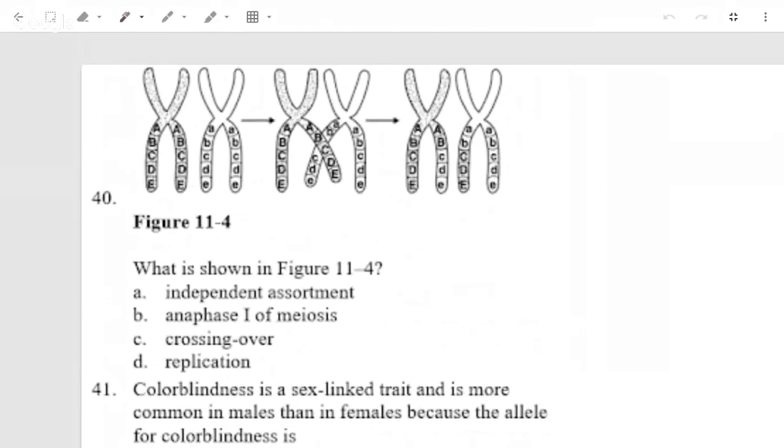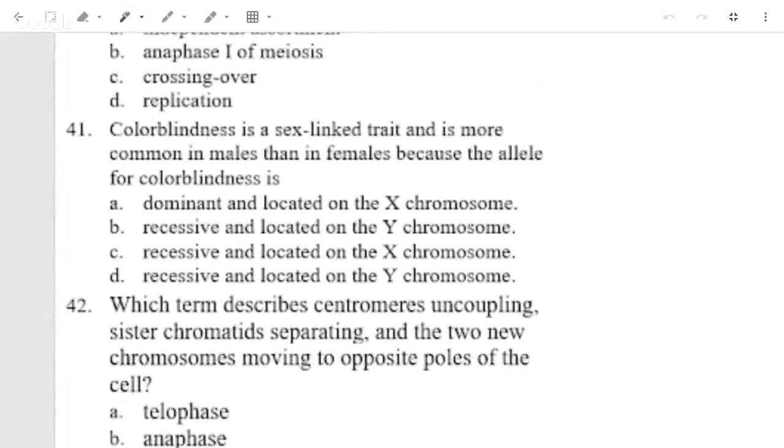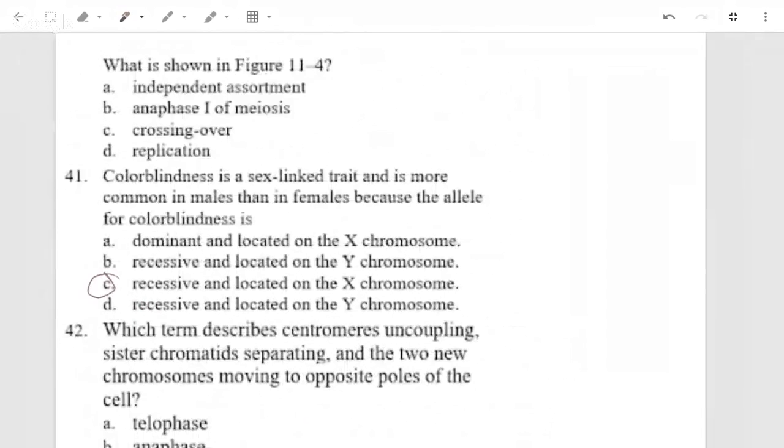Number 41 first. Color blindness is a sex-linked trait and is more common in males than in females because the allele for color blindness is which of the following? The answer here is C, recessive and located on the X chromosome. Let's see why. I think I explained this in class, but some people probably missed it, so it's a good thing to go over.